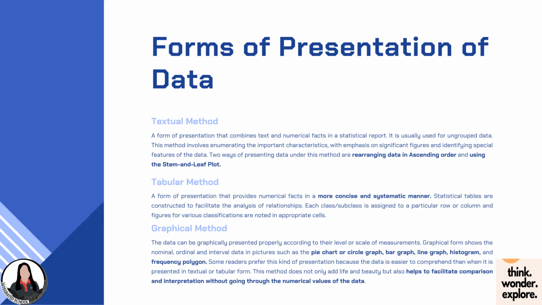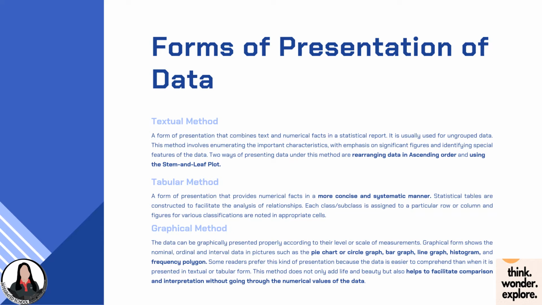And data can be presented using 3 different methods. We have the textual method, the tabular method, and the graphical method. So, for the textual method, this is a form of presentation that combines text and numerical facts in the statistical report. And the 2 ways of presenting the data under this method are arranging data in ascending order and using the stem and leaf plot.